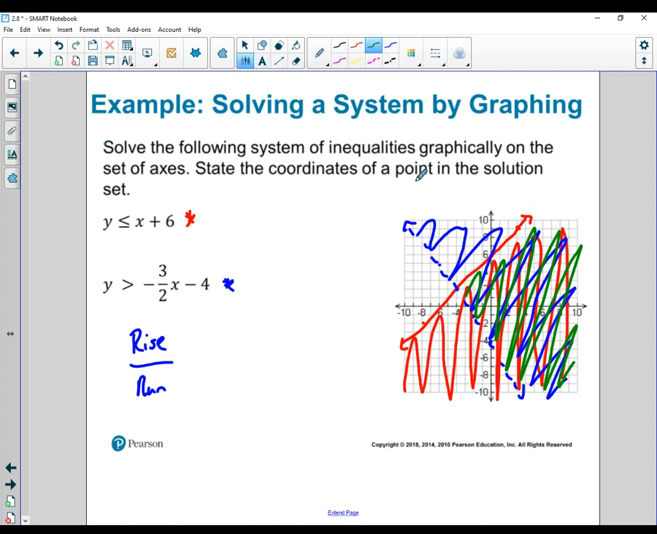And then it asks us to state the coordinates of a point in the solution. So literally anywhere in this green stuff, 6, 0 looks like a good one. There's a million different ones you could pick. You could pick 9, 3. It even looks like we could pick -1, -1 if we wanted. As long as it's in this green shaded area, you are good. Any of those points will work.